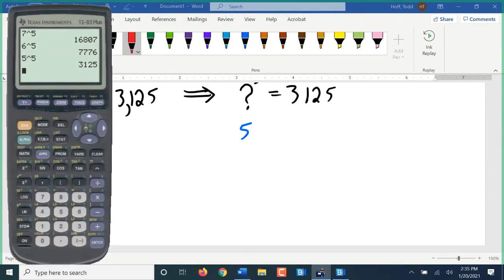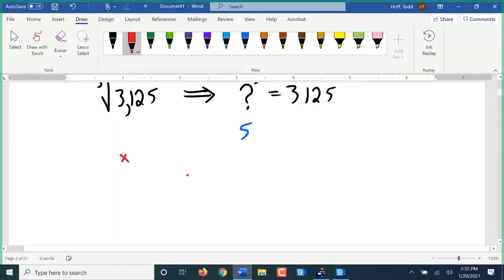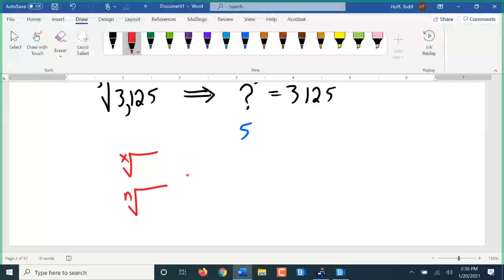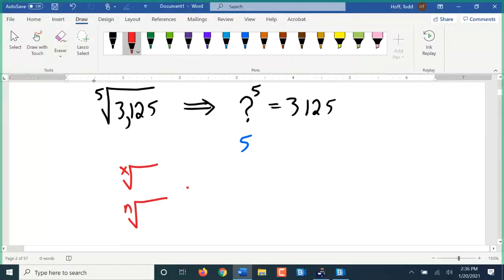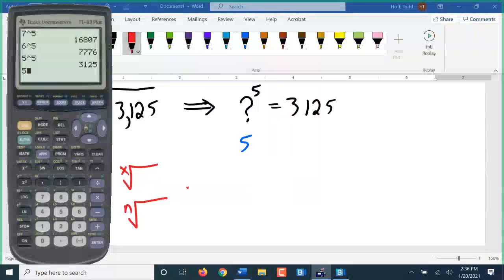So most of your calculators have a key that's either an X root or an N root key. So to do the 5th root, this is an index of 5. We would enter the 5. Now on my calculator, that key is not on the keyboard, it's in a menu. So I have to go in here to the math menu to get it. So 5th, then my X root of 3,125, and I hit enter, and there it is. It gives me the 5.